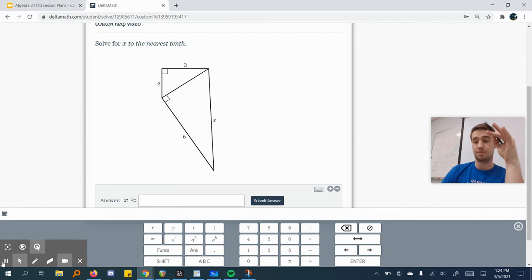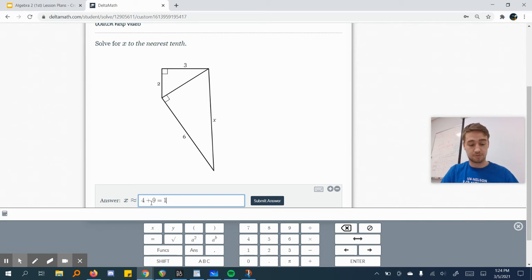In this next problem, we just do the theorem again. Square 2, you get 4. Square 3, you get 9. Take the root of that, square that, and add it to 6 squared, and you get x squared. So radical 49 is actually just going to be 7.